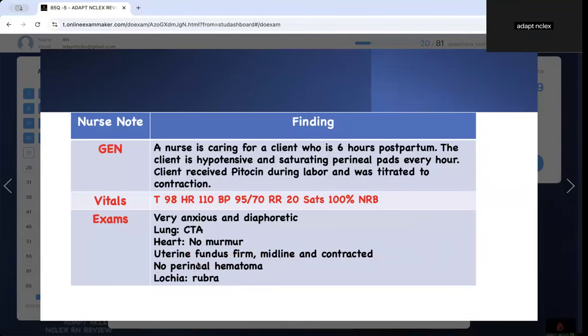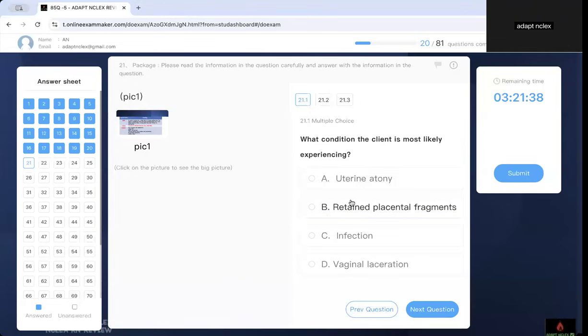So what are they asking you? When you read it, you should try to come out with a summary. That means the postpartum patient is bleeding. But what is the problem? I've given you enough: the uterus is normal, contracted. The perineum, there's no laceration. The mommy is bleeding, and it's not febrile either. Therefore, which condition is the client most likely experiencing? Uterine atony, retained placenta fragment, infection, or vaginal laceration?